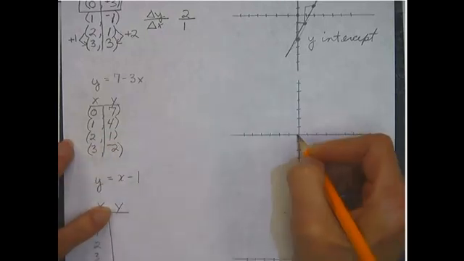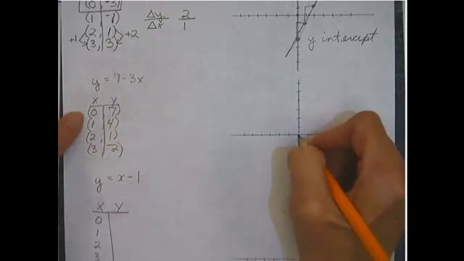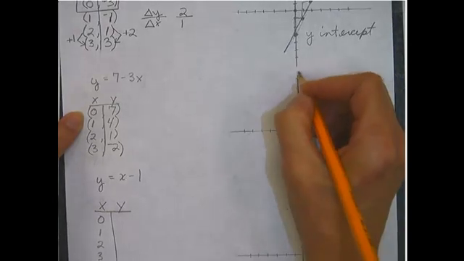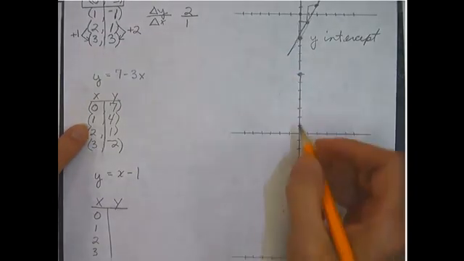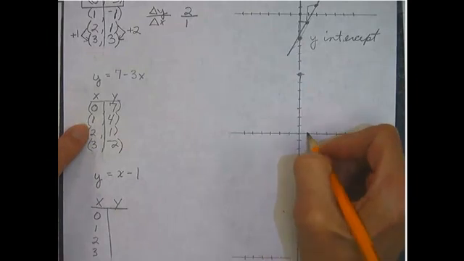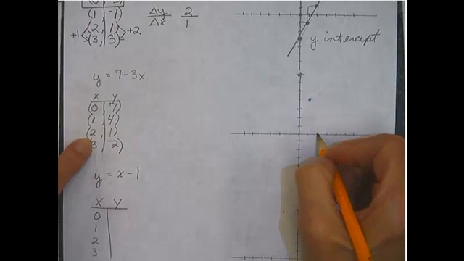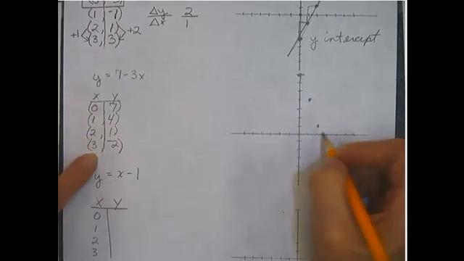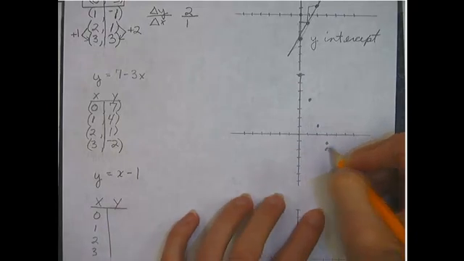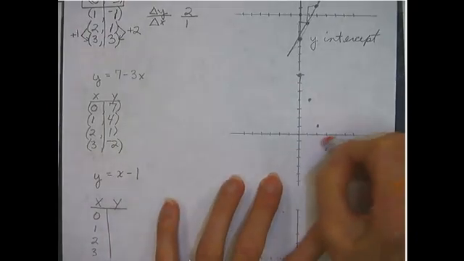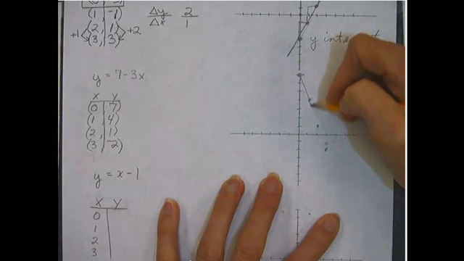Okay, this one is over 0, up 7, I need to add a point there. Okay, this one is over 1 up 4. 1, 2, 3, 4. This one is over 2 and up 1. This one is over 3 and down 2. So yeah, look, oops, I'm sorry, down 2 here. So again, it looks like I've got a line here.